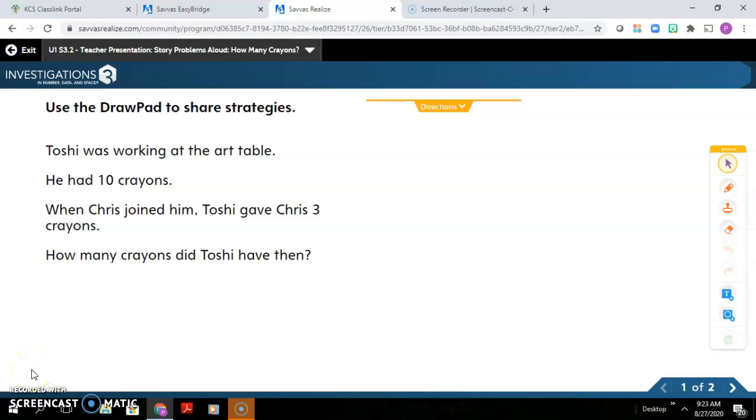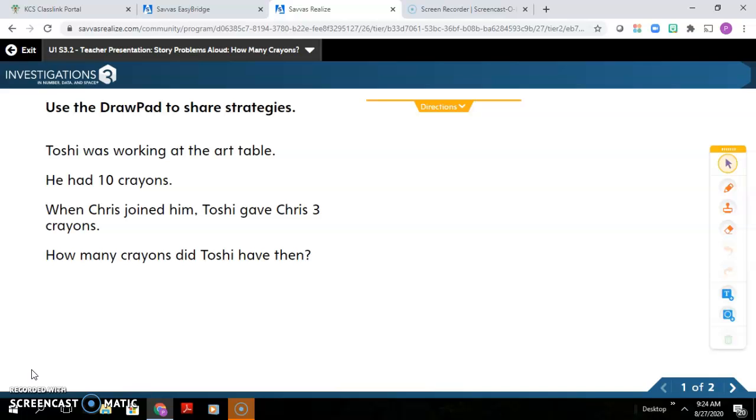Hello, we're going to work some more on story problems aloud, and this is called How Many Crayons? Remember, as I read this story problem to you, I want you to visualize what's going on in the problem. And remember, visualize means to see it in your head.